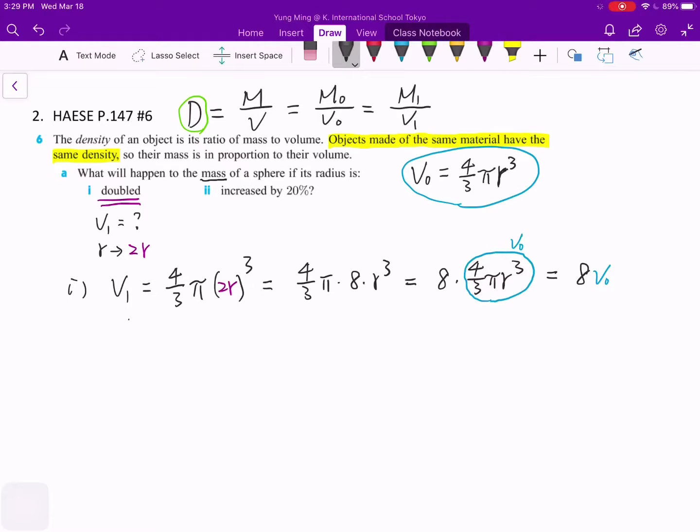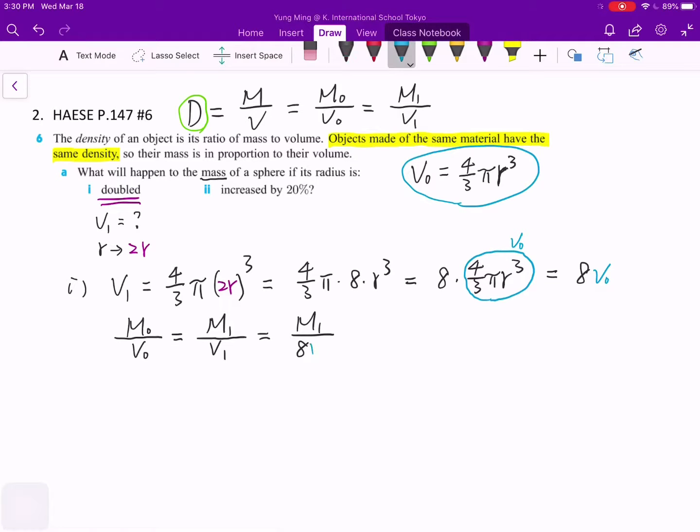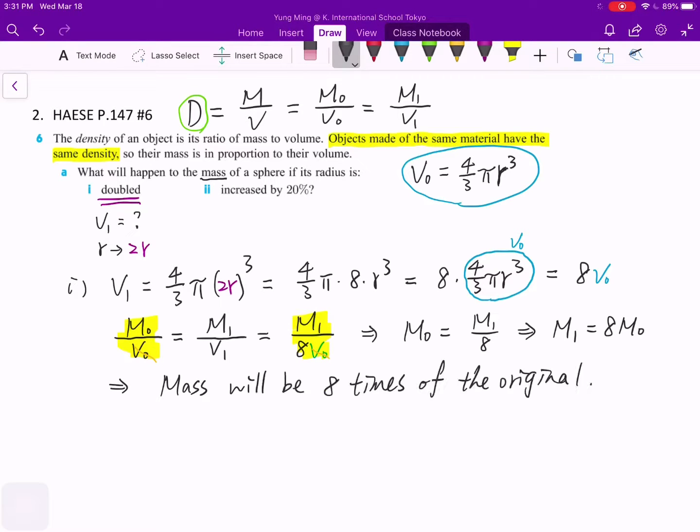Originally I have a mass original and a volume original. I don't know my mass original. I don't quite know my volume original either. I only know that this is 4 over 3 pi r cubed. But I only know that they have to be equal, right? So M1 over V1 has to be equal to M0 over V0. But now I know that my V1 is basically A times V0. So if you look at these two, that needs to be the same. We realize that we can cancel out the V0 on the bottom. So that basically means you have M0 equals M1 over 8. That being said, your new mass is going to be A times the original. So you will say the mass will be A times the original.